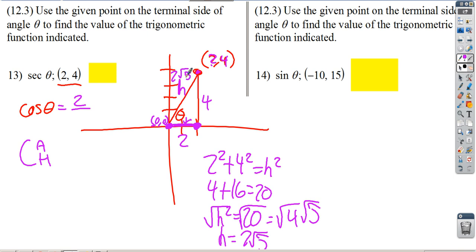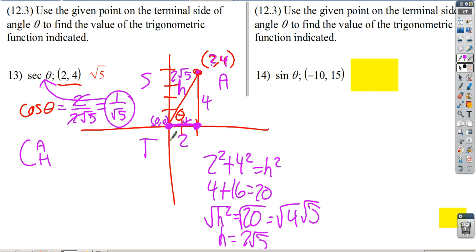So that means the cosine is adjacent over hypotenuse, 2 over 2 root 5. The 2's will cancel, so we're left with 1 over root 5. And then if we take that and flip it over, because secant is the reciprocal of cosine, we would just get radical 5 over 1, or radical 5. Okay, we're in the first quadrant. Remember, the acronym is All Students Take Calculus. Everything is positive in this quadrant, that's why the answer is positive.